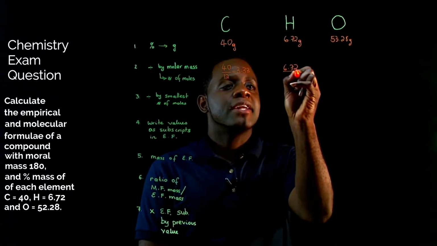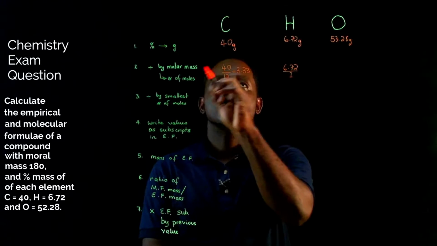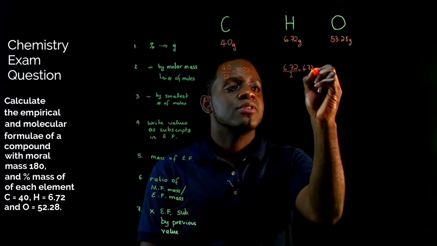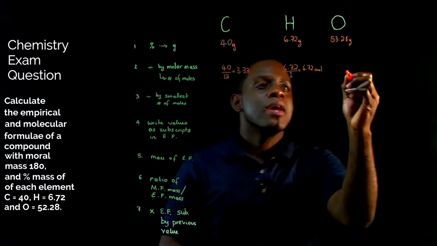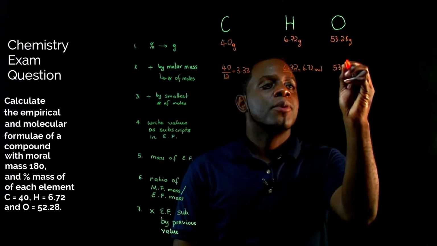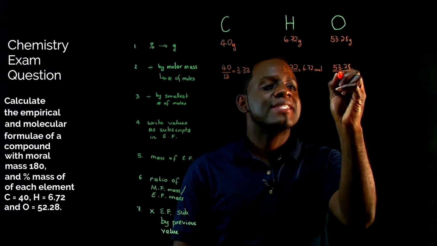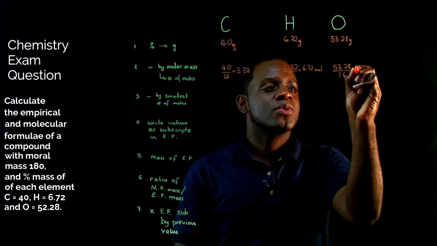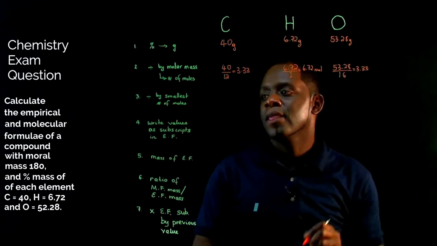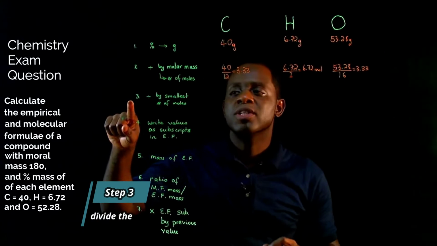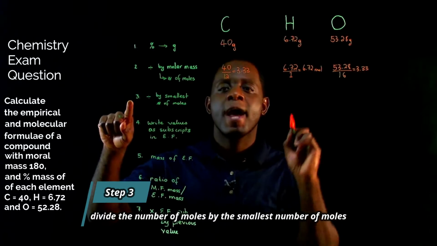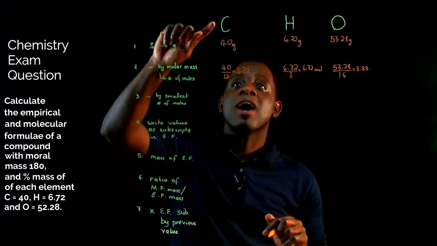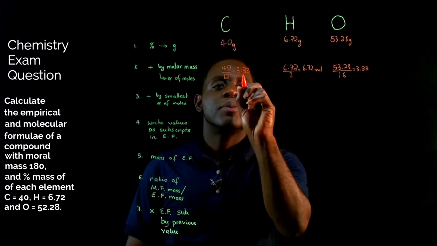6.72 needs to be divided by 1, the molar mass of hydrogen, and that gives us 6.72 moles. And lastly, 53.28 divided by 16, which is the molar mass for oxygen, and that is also 3.33. Our third step is to divide all of these moles by the smallest number of moles, which is shared by both carbon and oxygen, 3.33.